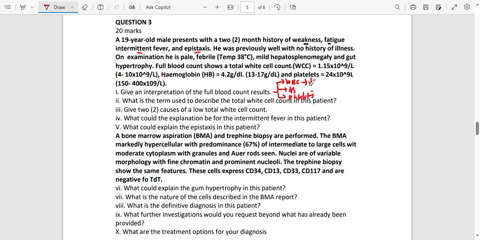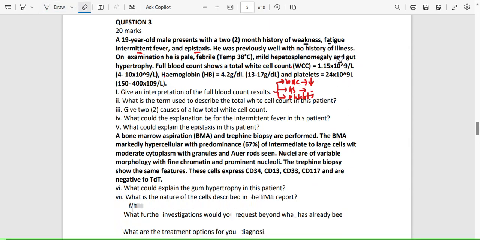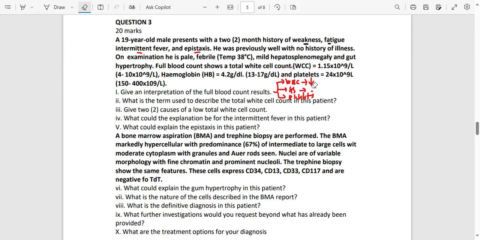So there is a decrease, yes. And then for hemoglobin, it's also a decrease. And then for the platelets, pardon? How about the platelets? Yes, please. Okay, so give an interpretation. Imagine they asked this question. What would you talk about in interpretation?